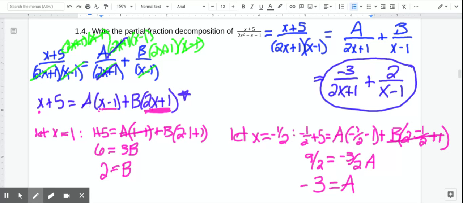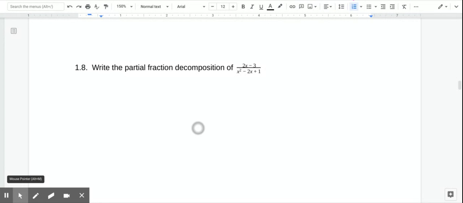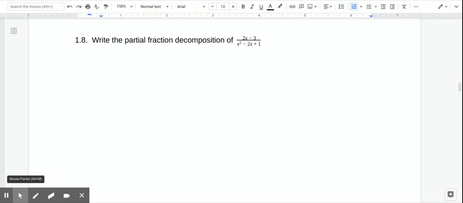All right, we can go ahead and do 2 problems in this video. That's not an issue. So let's find another one. We want to do the partial fraction decomposition of this one. So we'll start out the same way. We're going to factor the denominator. So 2x minus 3 over, oh, this is x minus 1 times x minus 1.